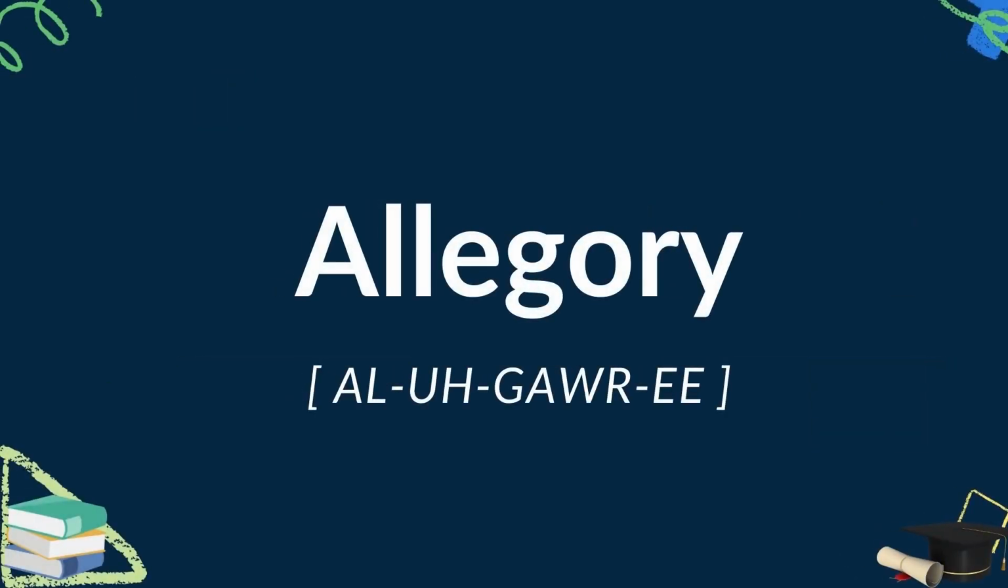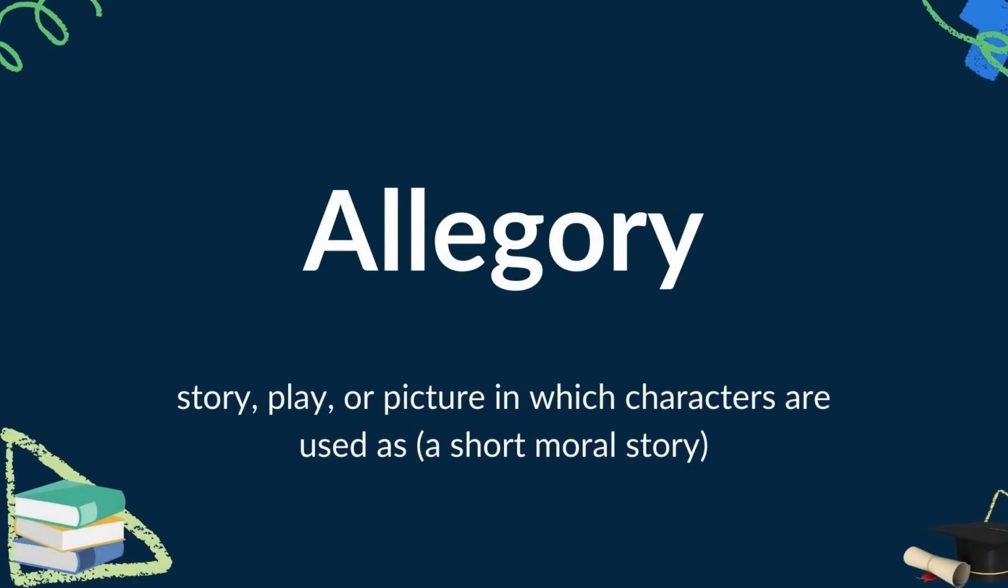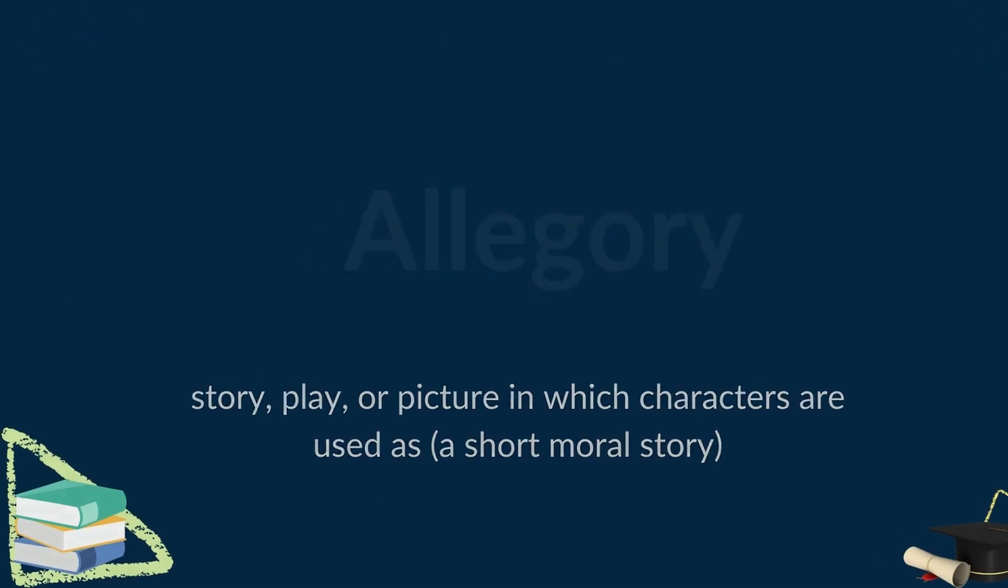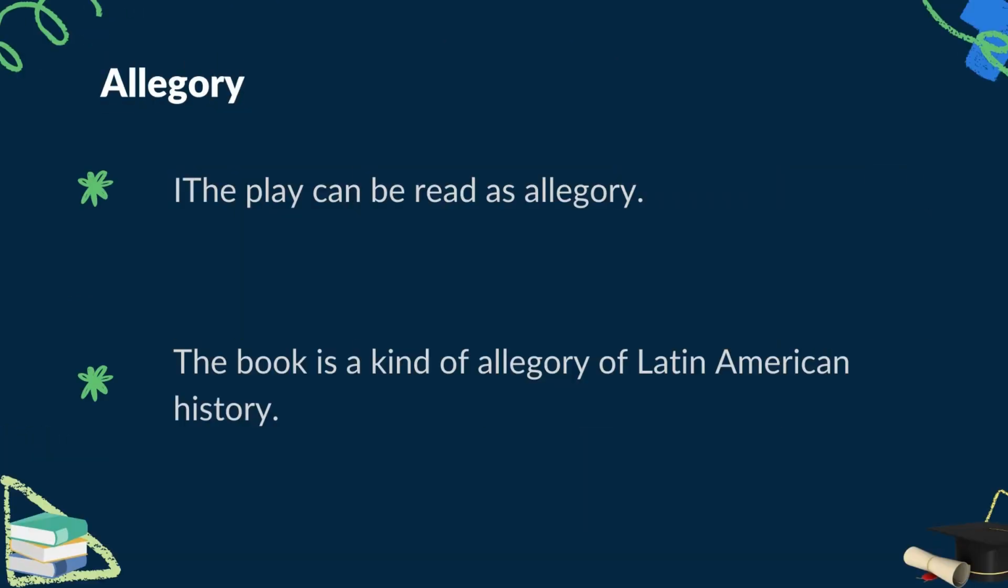The next word is allegory. Allegory means a short moral story, a story, play or picture in which characters are used. Here are some ways you can use the word in a sentence. 1. The play can be read as allegory. 2. The book is a kind of allegory of Latin American history.